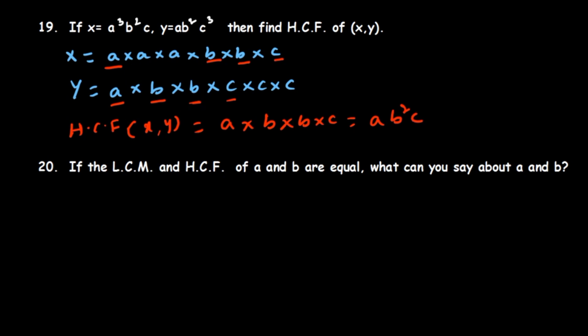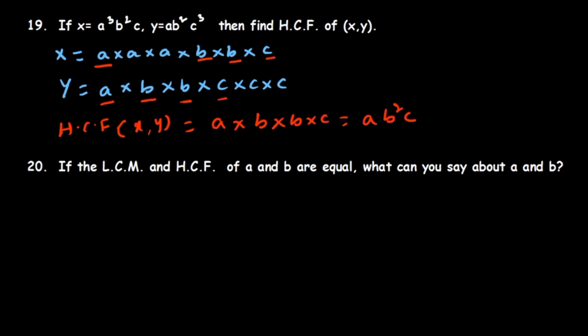Okay, next. The next question: if LCM and HCF of a and b are equal, what can you say of a and b? Yes, a and b are also equal. When we are taking two equal numbers like 50 and 50, then when you find their LCM and HCF, you definitely will get equal. So answer for this question: if LCM and HCF of a and b are equal, then what can you say about a and b? Yes, those are equal. a and b are also equal.